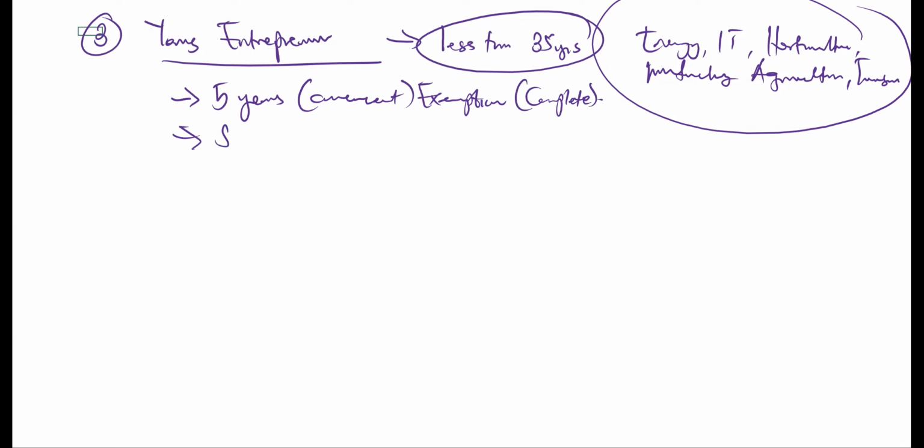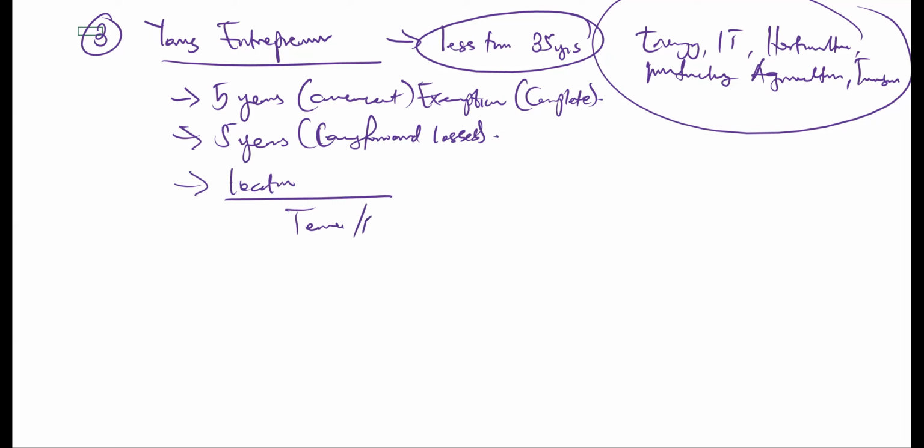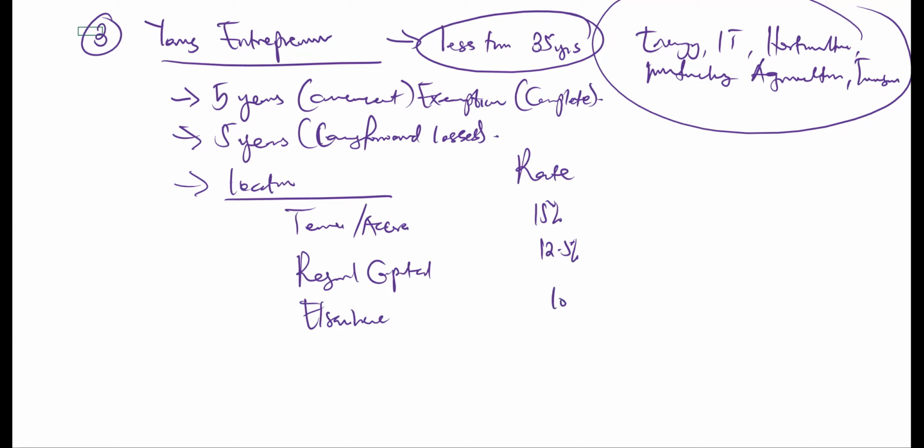And two, for the five years after that, if he starts making profit, he can carry forward losses. So for the next 5 years, he can carry forward losses. And during that 5 years itself, if he locates in Tema or Accra, he's going to pay tax at 15%. If he's located in any regional capital, he pays tax at 12.5%. If he locates elsewhere, he pays tax at 10%.